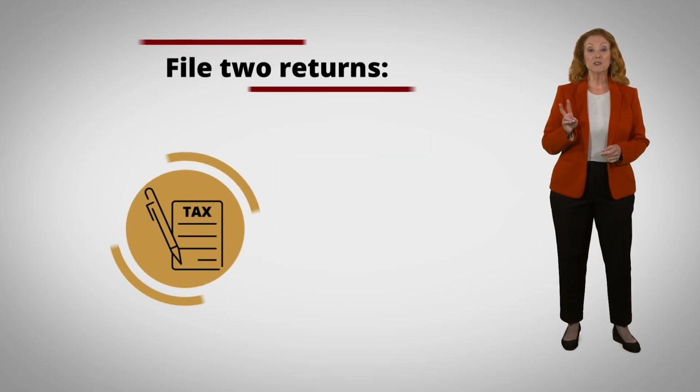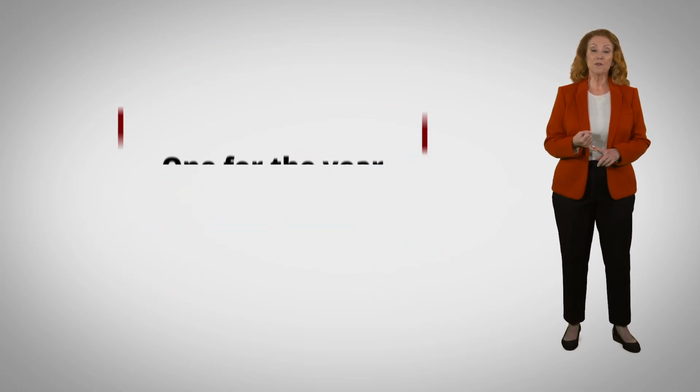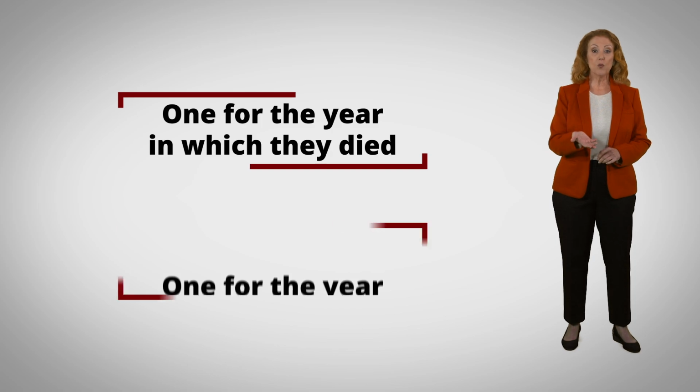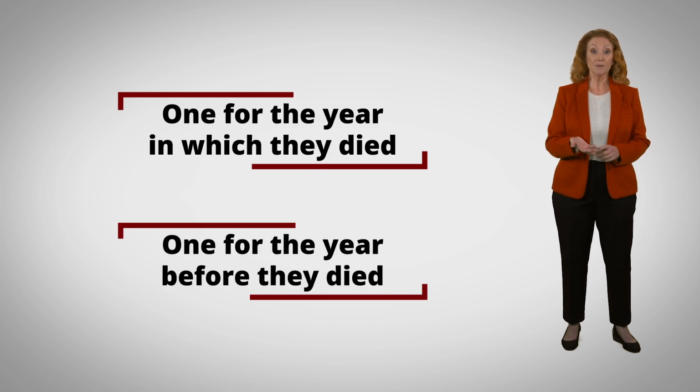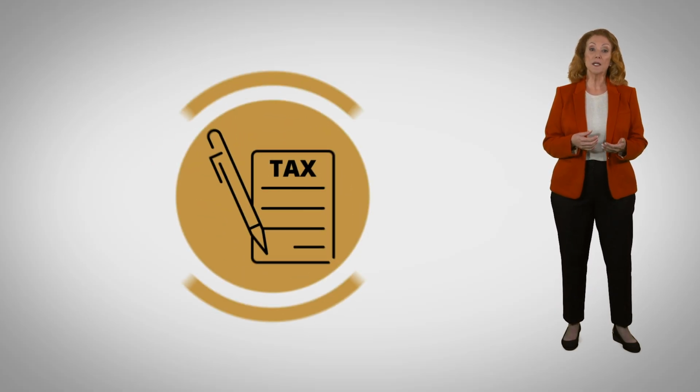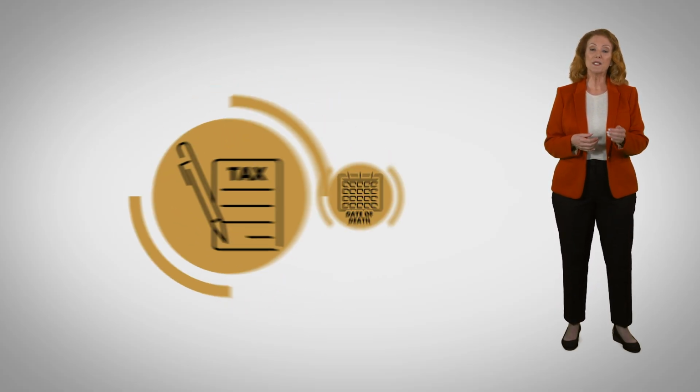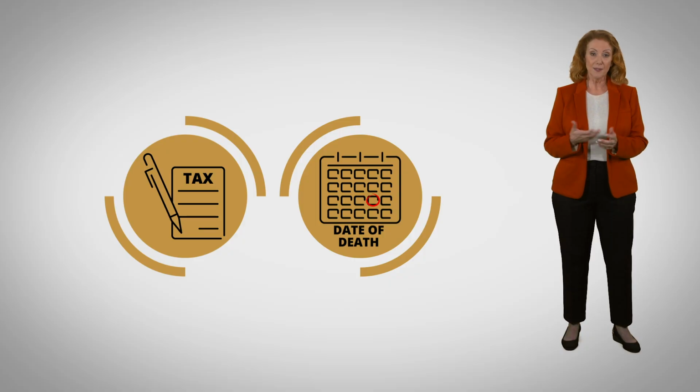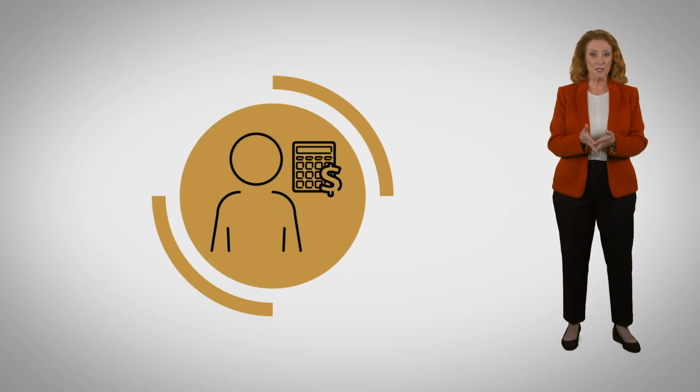The final income tax return includes any income the decedent received before death during that year. You may have to file 2 returns, one for the year in which they died and one for the year before they died, if not already filed. The first type of return will include income earned that year up until the decedent's date of death. Again, consult with an accountant.